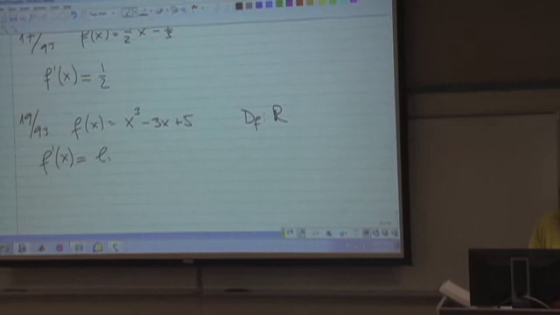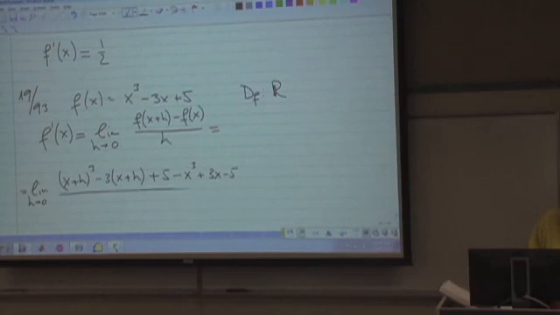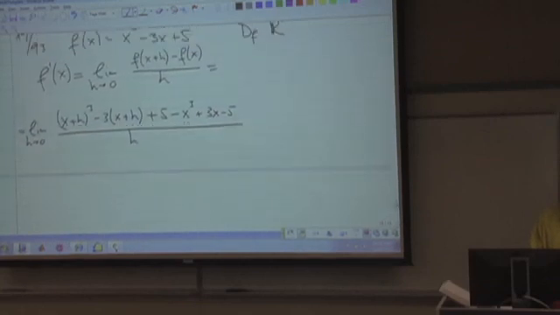So f prime is defined to be the limit as h goes to 0 of f of x plus h minus f of x divided by h. So it'll be the limit as h goes to 0 of x plus h quantity cubed minus 3 times x plus h plus 5 minus x cubed plus 3x minus 5 all divided by h. So far so good?